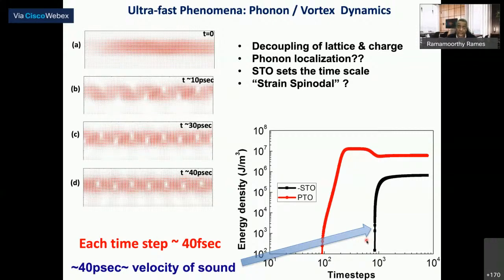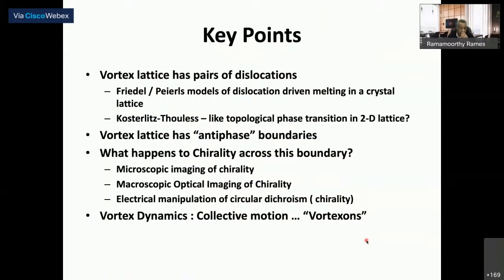So the question is, how does this happen? Is this because phonons are nucleated at the interface? What is the microscopic mechanism? We are still scratching our heads, so this work is still not published. Okay. A quick summary of this part, and then I'll quickly summarize the skyrmions, and then we'll be done.